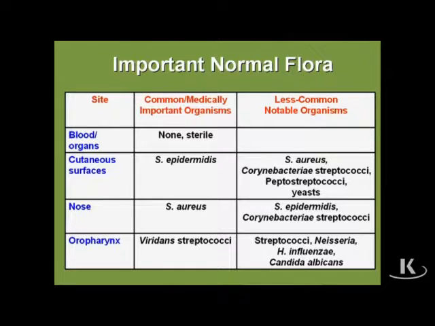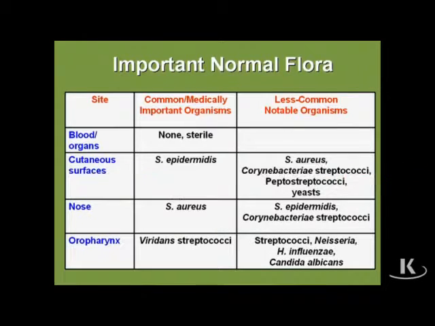Now, what this table does is really just kind of shows you some of the different body sites and what typical normal flora you'll see at some of those sites. So I just want to go through those a little bit with you, and then we'll talk about some examples of when that's going to be important. The blood, of course, your internal organs should be sterile. If you find bacteria there, there's definitely signs of an infection. So that's probably one of the most important things that you can know.